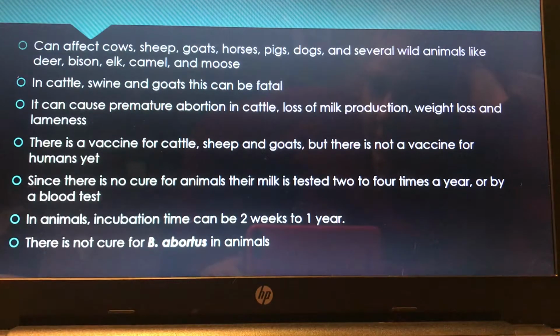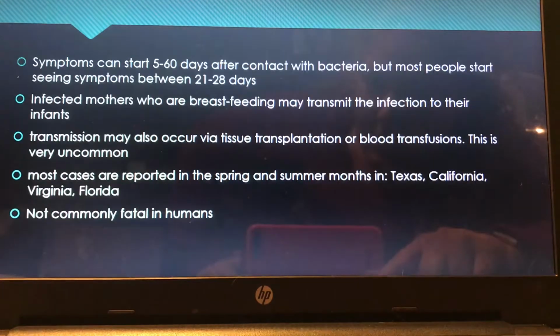Since there is no cure for animals, their milk is tested 2 to 4 times a year, or they are tested by a blood test. In animals, incubation time can be 2 weeks to 1 year. And like I said earlier, there is no cure in animals for B. abortus.